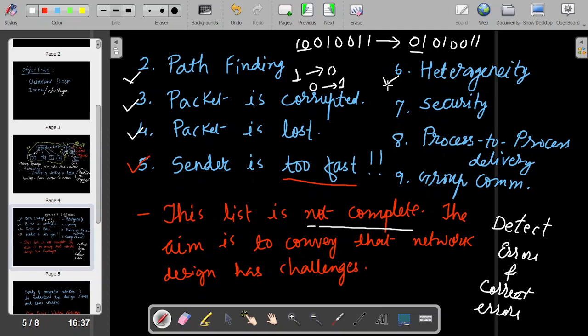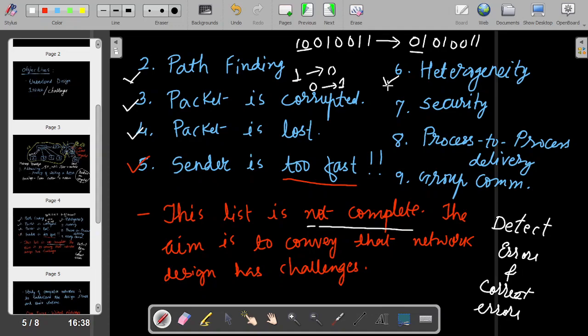What do I mean by heterogeneity? You know that the internet has a large number of computers connected to it. These computers, all the computers may not be alike. What I mean is that they have different architectures. They may have different operating systems installed. This is what I mean by heterogeneity.